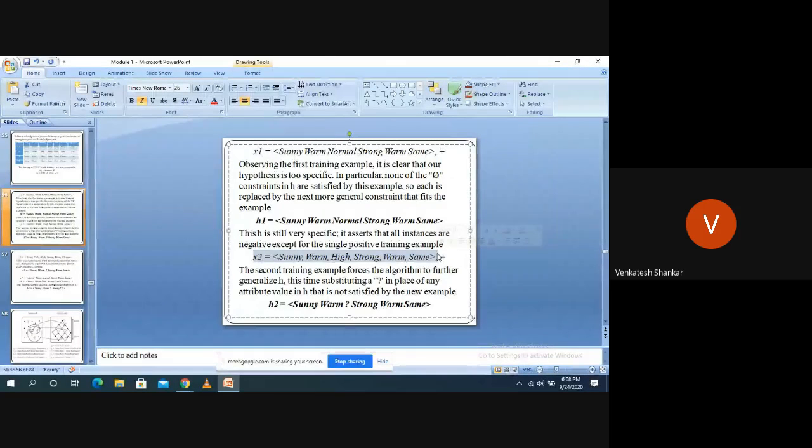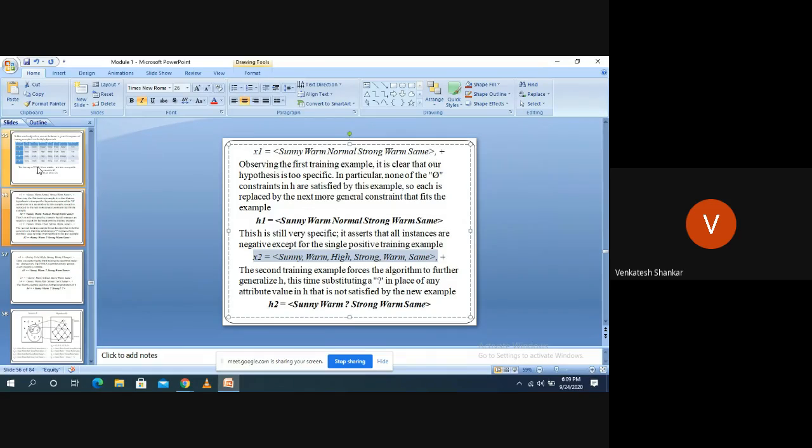The FindS algorithm we are using for the most specific hypothesis. And again, the FindS algorithm we can evaluate only for the positive examples. We can evaluate only with the positive examples. That is the FindS algorithm. I'll repeat once again. The FindS algorithm we are using only for the positive examples.